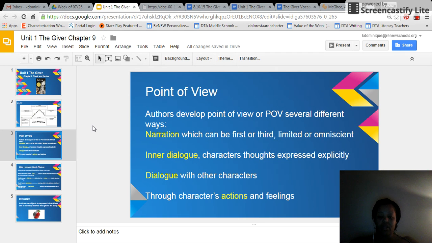Dialogue with other characters, we get to understand how Jonas feels about other community members, his friends, his parents, and also his community as a whole, through his conversation with others, and also through characters' actions and feelings. I'm definitely going to ask you some questions about different pieces of text from Chapter 9, and you will have to identify which one of these methods of development is being used.